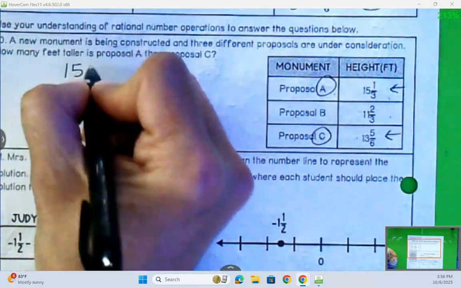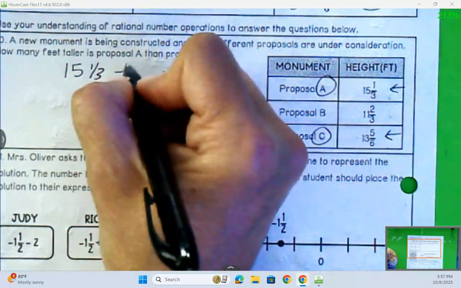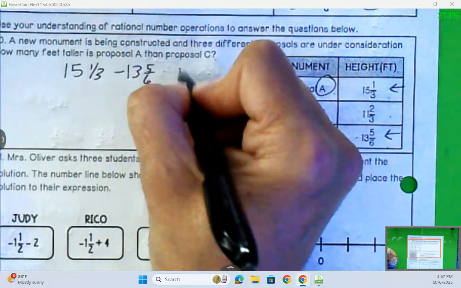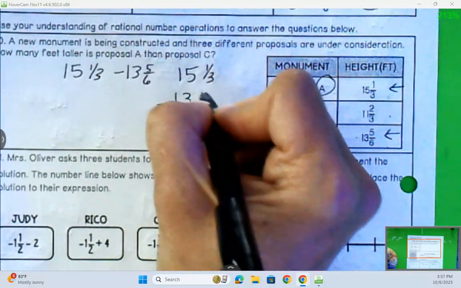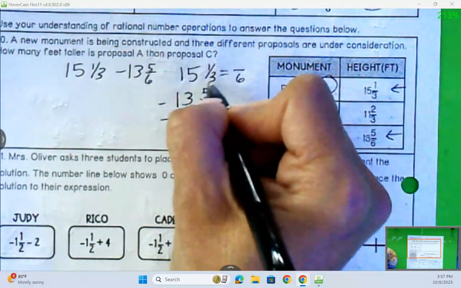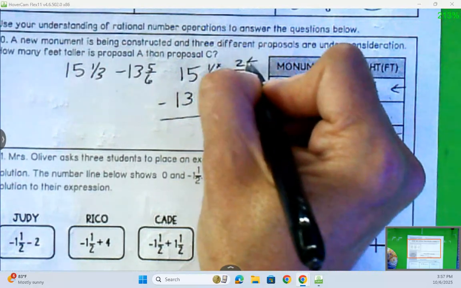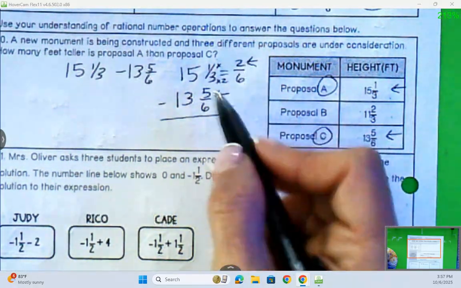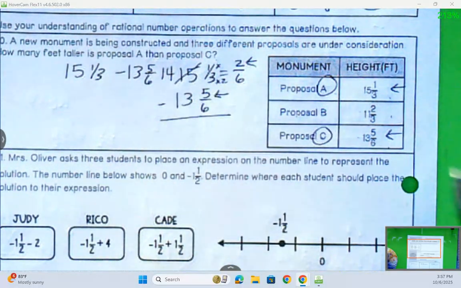So we have 15 1/3 minus 13 5/6. Okay, we're going to line up our work vertically. We need to get a common denominator here of 6 because 3 goes into 6, so that's times 2, times 2. Okay, we have 2/6 minus 5/6. If we don't have enough here to subtract, we're going to have to borrow from this whole number, the 14 part of our mixed fraction.